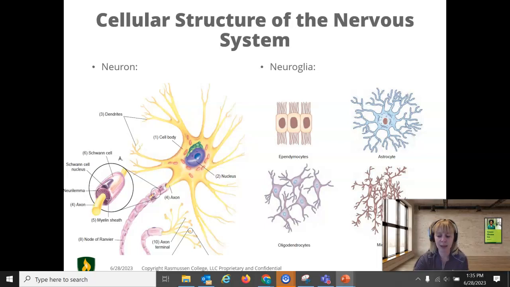And there are four main types of neuroglia. There are astrocytes, oligodendrocytes, microglia, and ependymal cells.